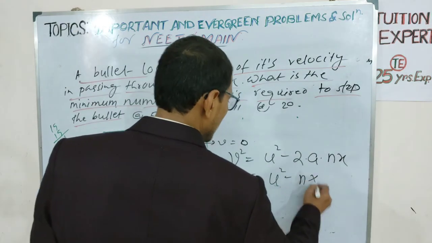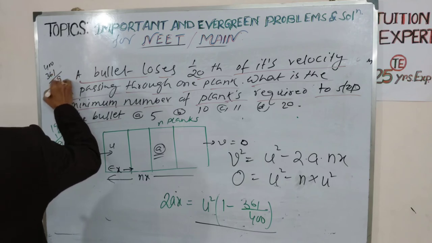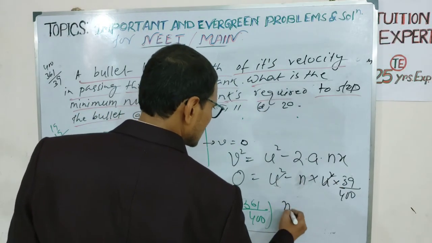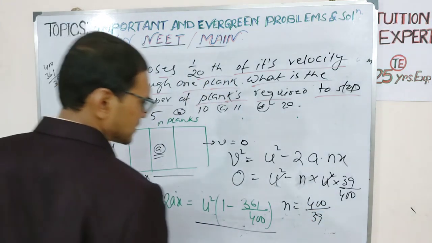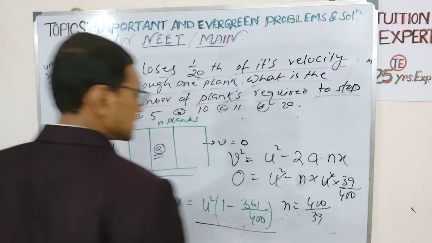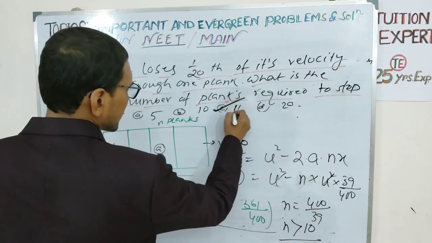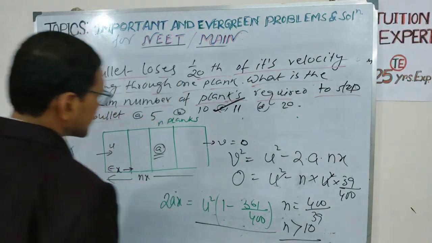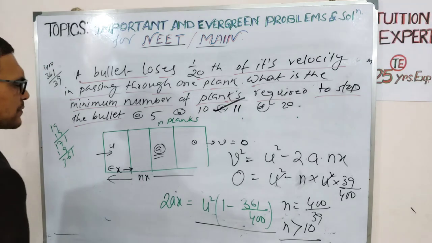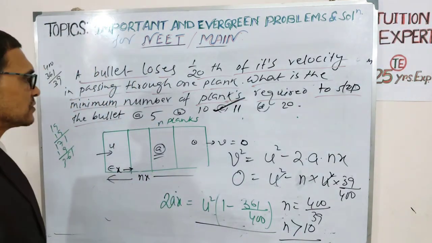Now we use n into 2ax, where 2ax equals this: u square into 39 by 400. Now n equal to 400 by 39. So 39 is close to 40, which would give 10, so n is greater than 10. So we have to take 11 planks. If we take 10 planks, the velocity cannot become 0, because n is greater than 10 means we have to take 11 planks. Okay, this is the answer.